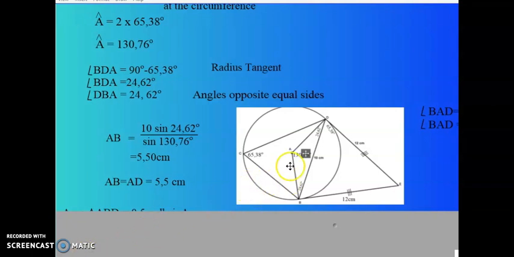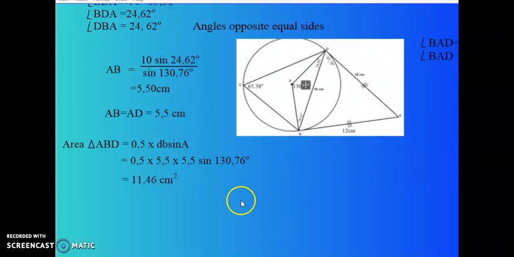So now I will say the area of this triangle is half of AB times AD times the sine of angle A. So when I fill in my details, half of 5,5 multiplied by 5,5 multiplied by sine of 130,76 degrees, and I get an answer of 11,46. Remember, my unit of measure is centimeters squared because I'm working with area.